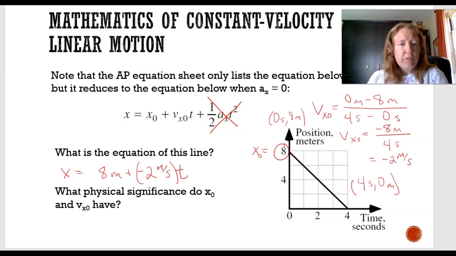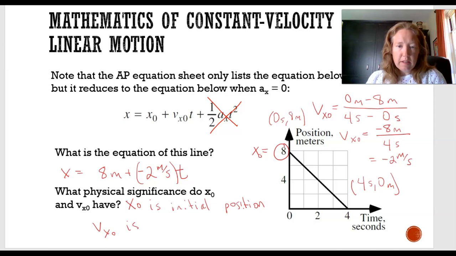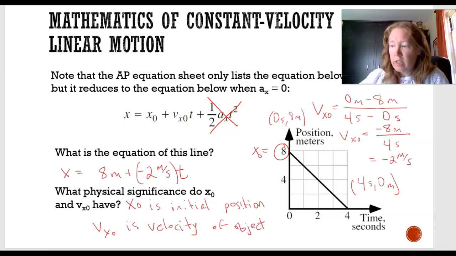Okay. What physical significance do x0 and vx0 have? Well, x0 is the initial position where this thing was at time 0. Okay, and vx0 is the constant velocity it's traveling at, right? So it's traveling in the negative direction. It's traveling toward the origin, okay? That's what we know about this object.